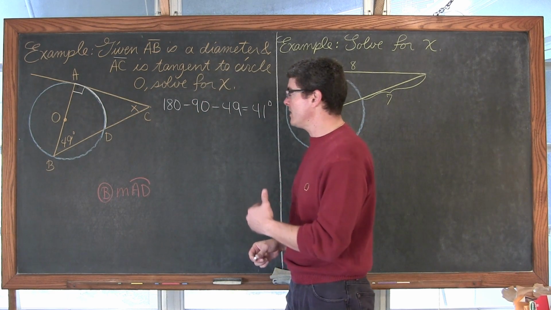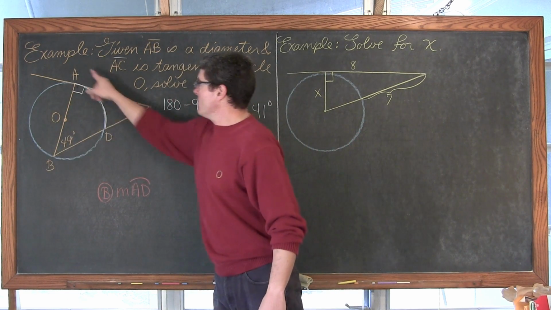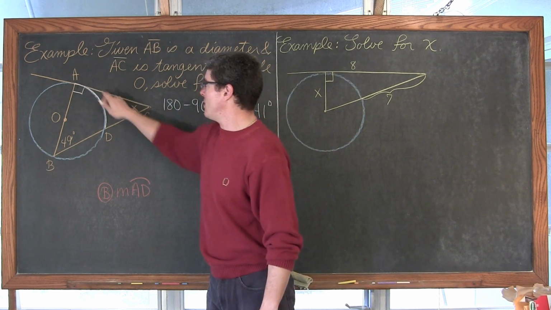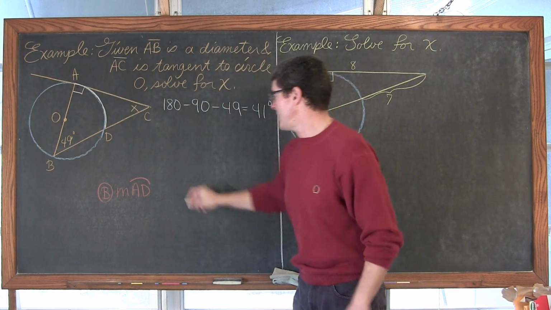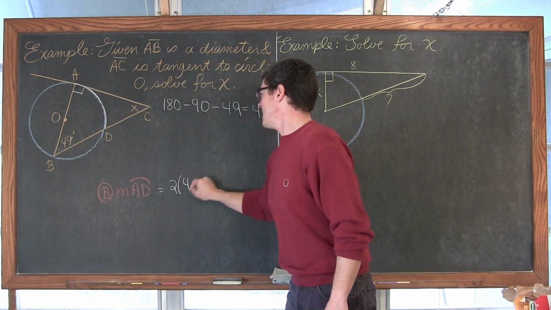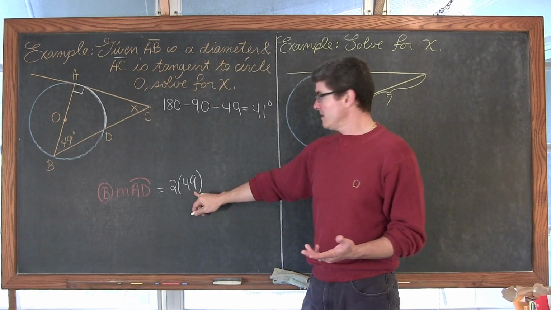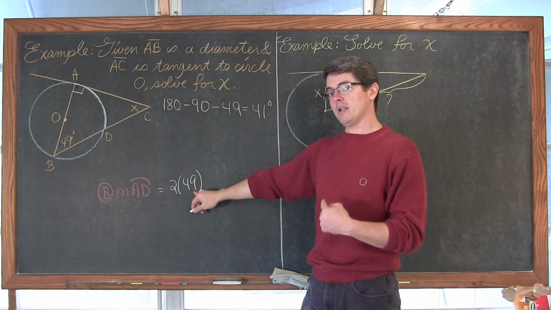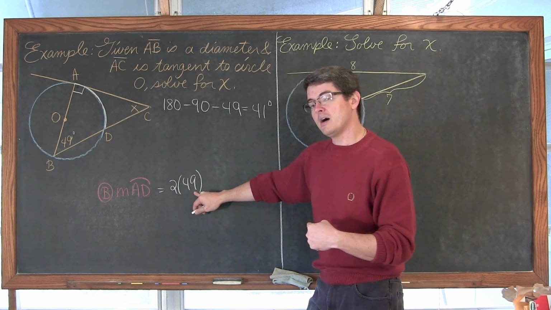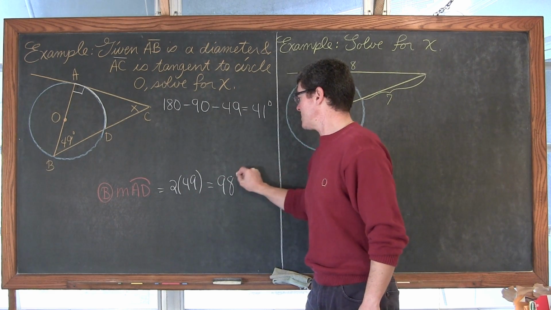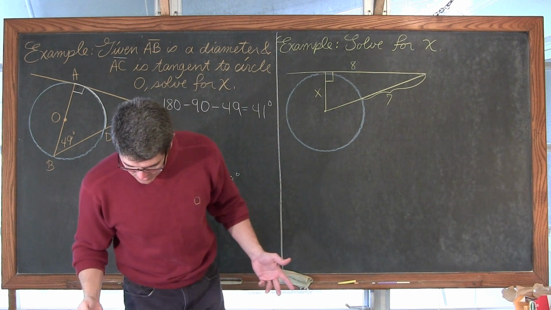Or, the other way around, if angle ABD or ABC is equal to 49 degrees, then the measure of the arc AD is going to be twice that. So it's going to be 2 times 49, and 2 times 50 is 100, but it wasn't 50, it was 49, it was 1 less. So 1 less, I said 100, so it's 99, and 1 less again would be equal to 98 degrees. And let me just double check.